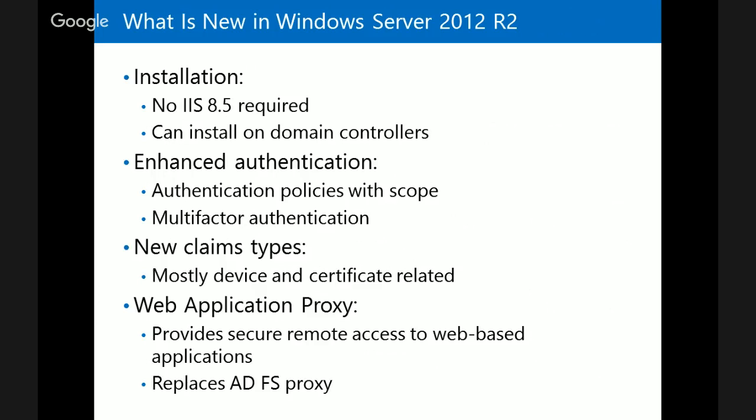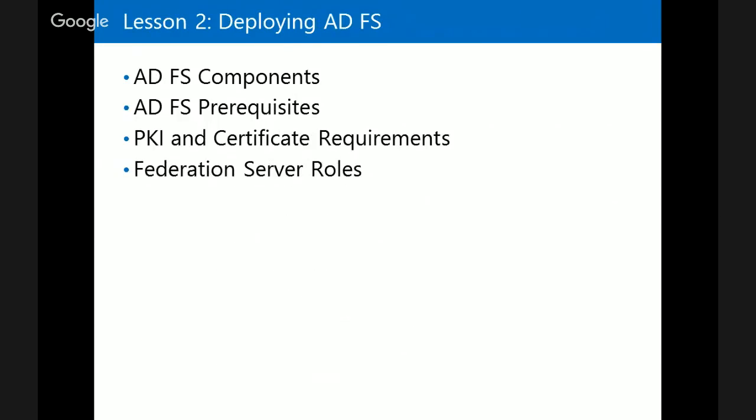The web application proxy. There used to be something called the Federation Services proxy. It's now just called the web application proxy. Secure remote access to web-based applications. All right, great. Let's look at deploying this. The components, the requirements, including requirements for certificates in the PKI infrastructure, and the server roles for Federation Server.